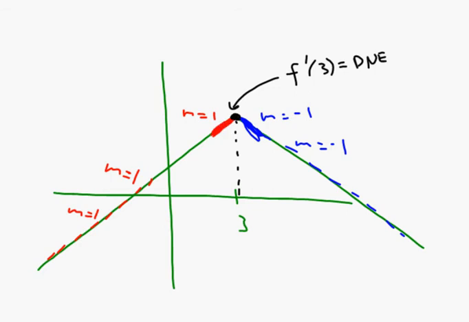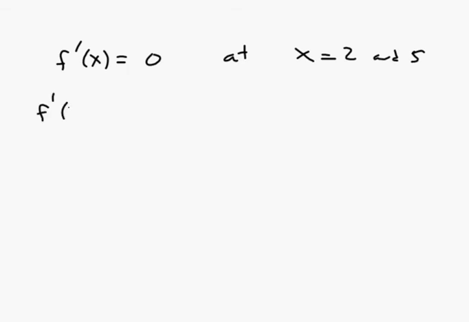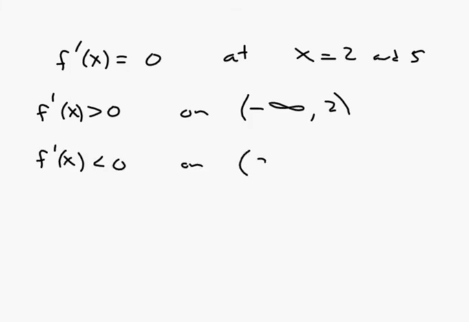Let's try another one. So let's see if we can draw a function that does the following. f prime of x is equal to 0 at x equals 2 and 5, and f prime of x is greater than 0 on the interval -∞ to 2. f prime of x is going to be less than 0 on the interval from 2 to 5, and then f prime of x is going to be greater than 0 again on the interval from 5 to 10.